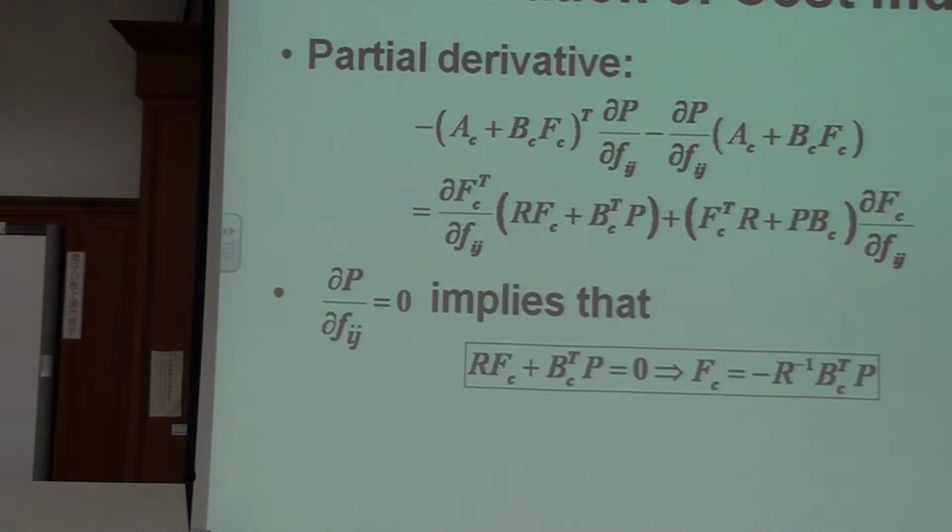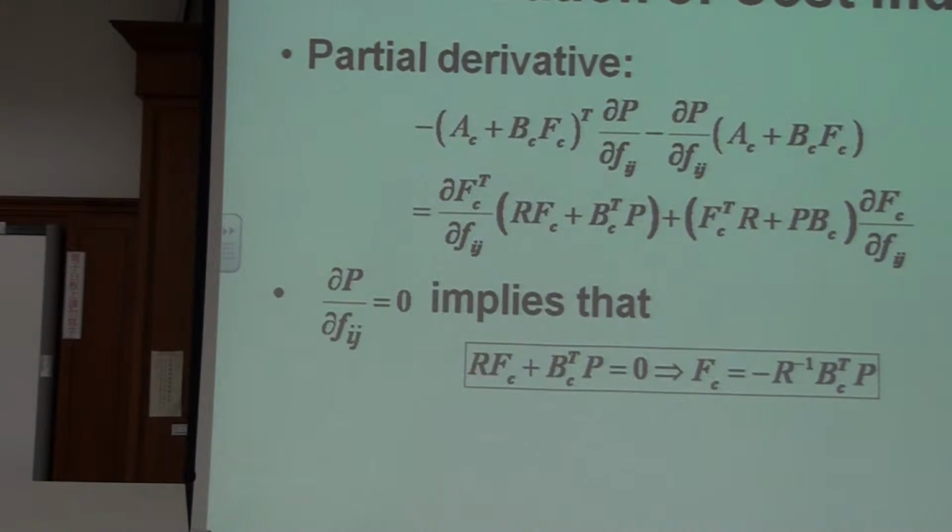That means FC equals minus R inverse BC transpose P. Now there's the inverse here. See that? That's why R is required to be positive definite. That means R cannot be 0, the inverse must exist. If R is positive definite, then the inverse exists. The inverse exists because we require that R must be positive definite. So that's R inverse exists.